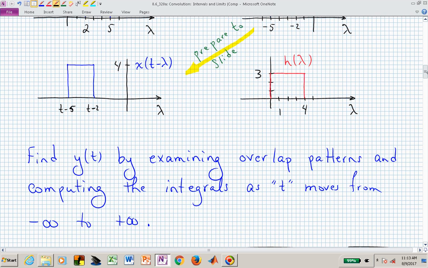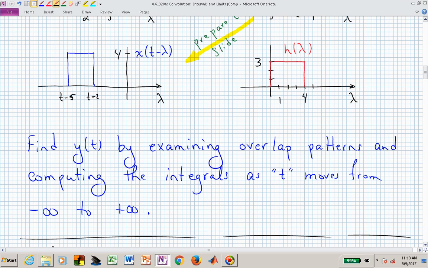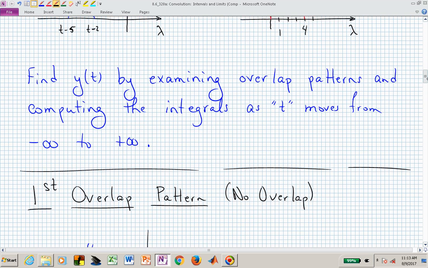Now what we want to do is find the output of this convolution operation by examining unique overlap patterns when we're sliding x of t minus lambda by the choice of t. We're going to slide that x of t minus lambda from t equal to minus infinity, which is way over to the left, all the way through and proceed to t equal to plus infinity, or as far as we need to go to establish unique overlap patterns. And each time we get a unique overlap pattern, we'll need to compute the functional form for y of t.